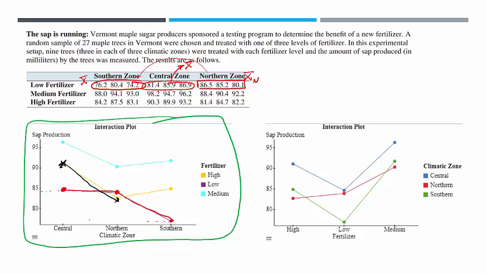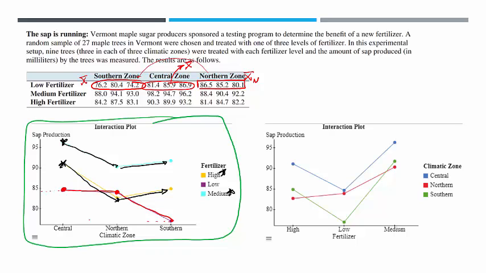low level of fertilizer. And then between northern and southern, it actually goes up, right? Now that in the central to the north, it drops. And then from north to south, it goes up. That pattern is the same in both the high and the medium, right? But it's a very different pattern. Clearly, in the northern zone, for high and medium fertilizer, the sap production is way lower than what it is in the central, as opposed to for low fertilizer, they're about the same.